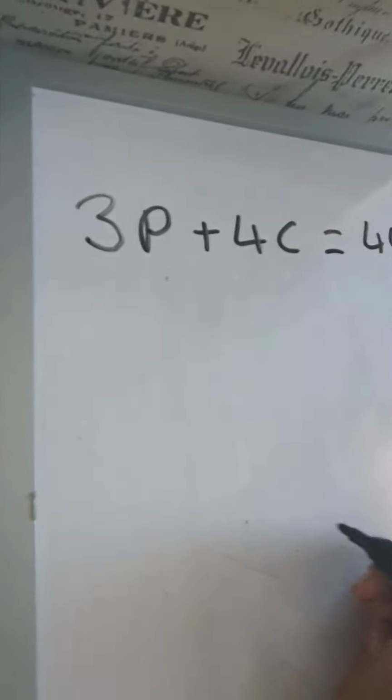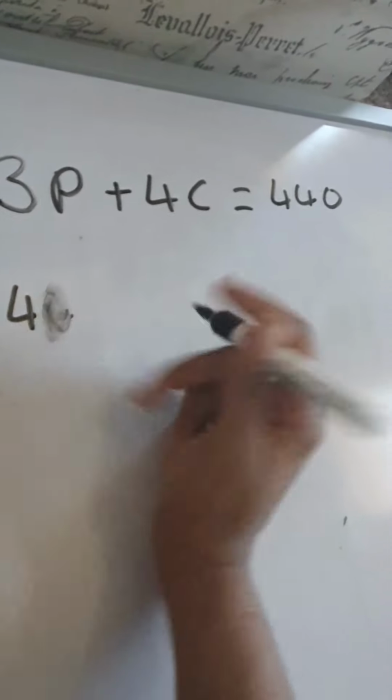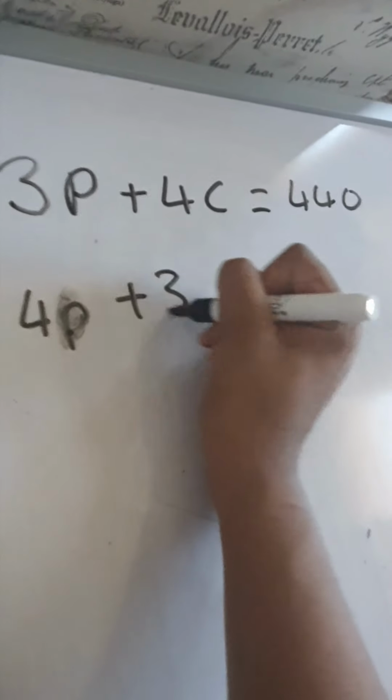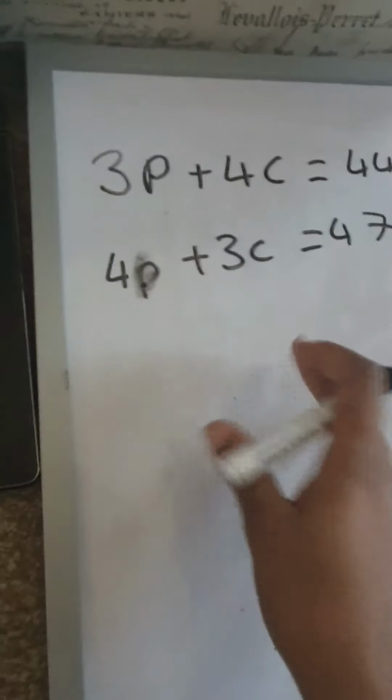So if I was to take that sentence, I can write both of those as an expression, as an equation. So 3 kilograms of potatoes plus 4 kilograms of carrots equals 440. And then 4 kilograms of potatoes and 3 kilograms of carrots is 470. We've now got simultaneous equations that we can solve.